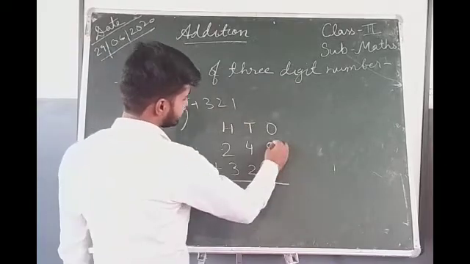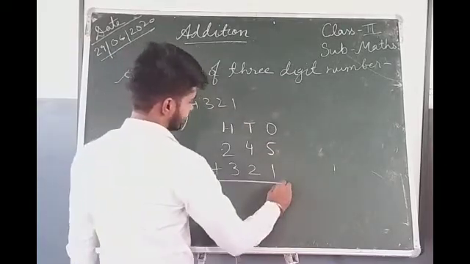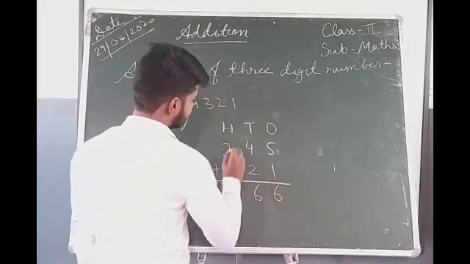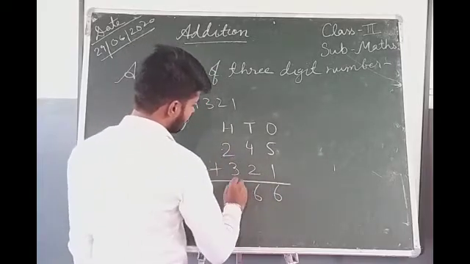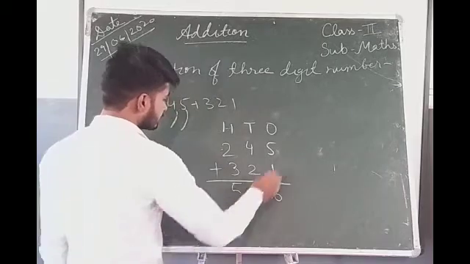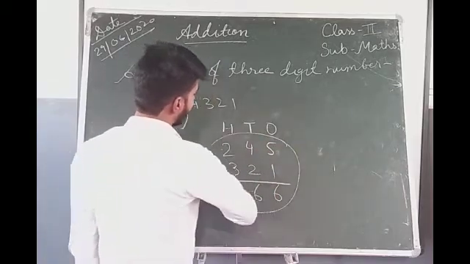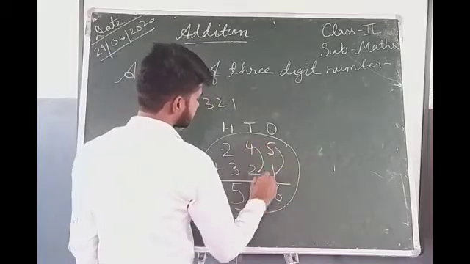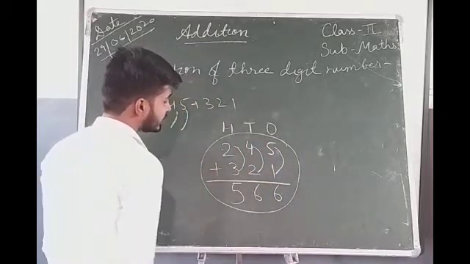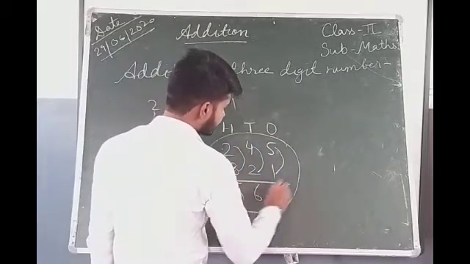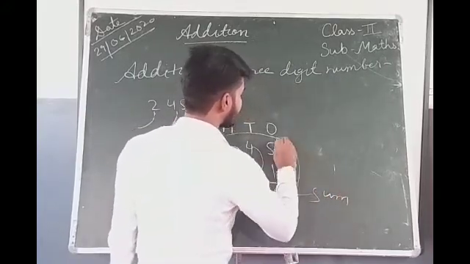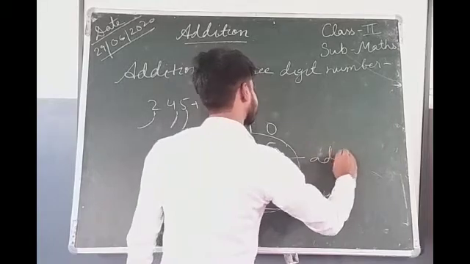Simple addition is this: 5 plus 1, that is 6. 4 plus 2, that is 6. And 2 plus 3, that is 5. So it is a simple addition of 3-digit numbers. That is 5 plus 1, 6. 4 plus 2, 6. 2 plus 3, 5. That is 566, the result. So this is what we call the sum, and these both we call addends.